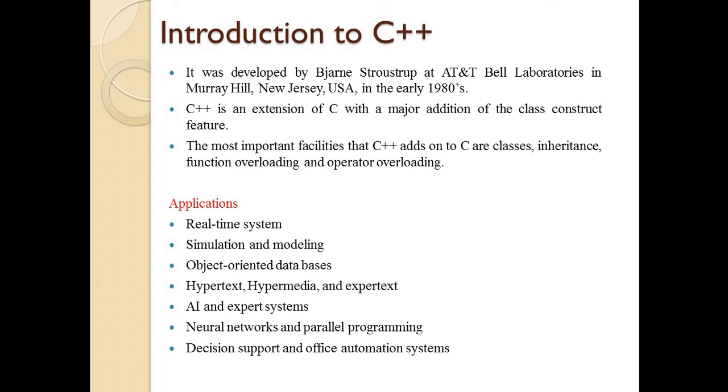So in C++, apart from C programming, some important facilities have been added: the class concept, inheritance, function overloading and operator overloading. These are some of the things additionally included, and it is an extension of C programming. Some applications of C++ are in real-time systems, simulation and modeling, and object-oriented databases. AI and expert systems also use C++ programming, as do neural networks and parallel programming, etc.